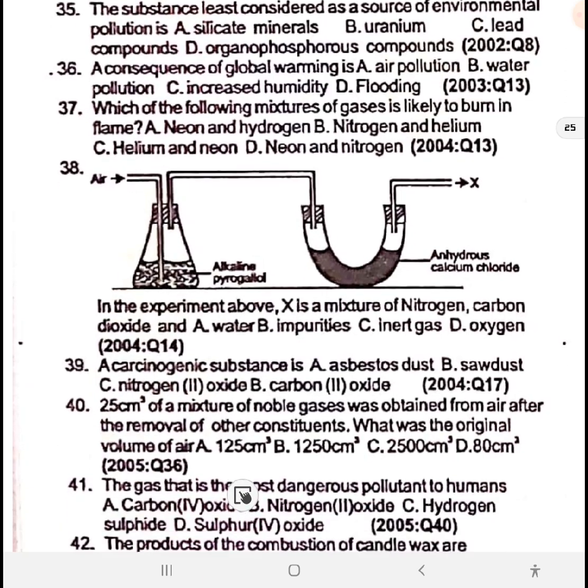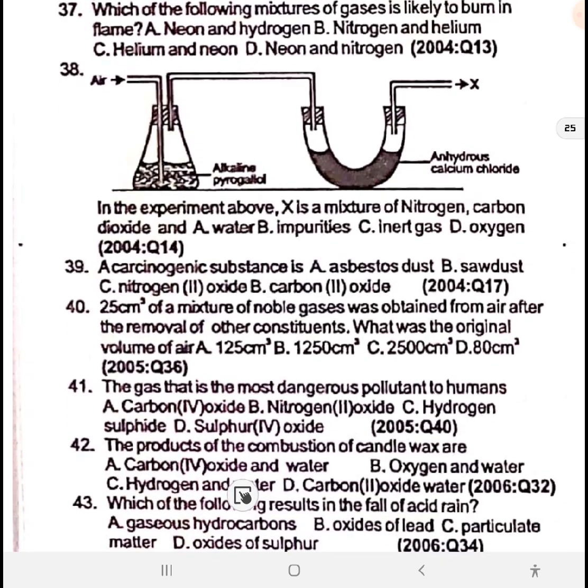40 has to do with a bit of calculation, so we'll skip through it. 41. The gas that is most dangerous pollutant is carbon monoxide. Where is it? The option here is not given. Now in this case where carbon monoxide is not given, what should we do?